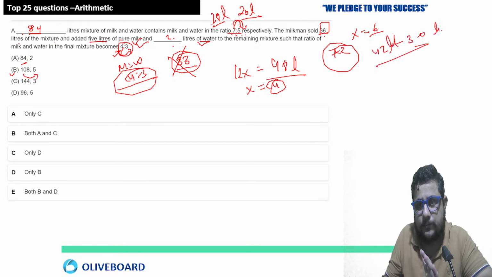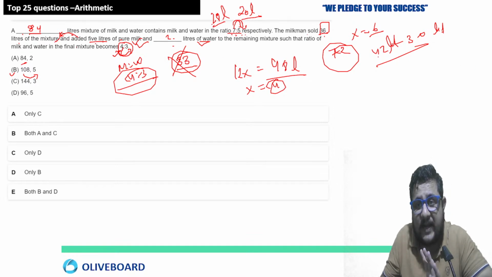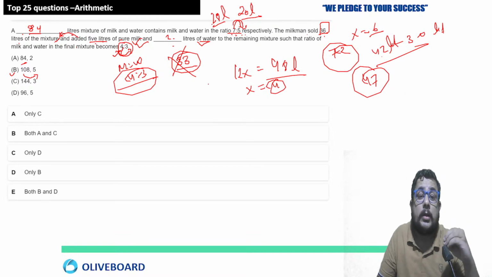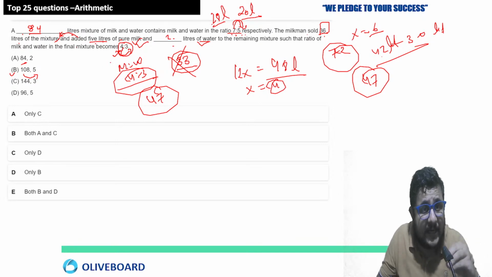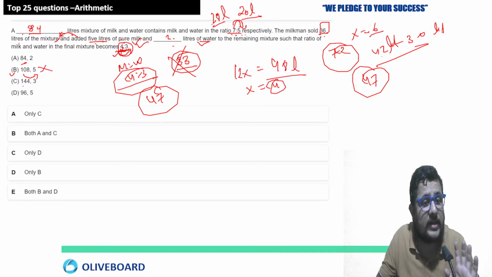Right? I am talking about just before the 5 liter addition, till here. Now add 5 liters. If you add 5 liters, 42 plus 5, 47. 47 will be the quantity of milk in that ratio after adding 5 liters of milk. But is 47 divisible, a multiple of 4? No. So how can we get the ratio of 4:3, where 4 represents milk? It is not possible. So this is also not the answer.